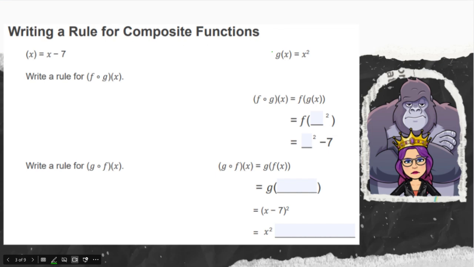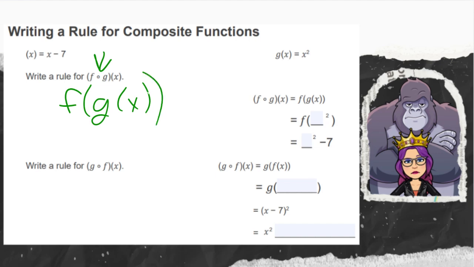Write a rule for the composition function. So we have f(x) equals x minus 7, and we're going to write a rule for the composition function. When you see this, that means we're doing a composition function. It's an open circle, not a dot. So it is going to be f of g of x. Written, that is what it says.